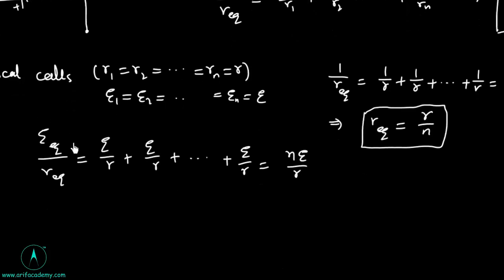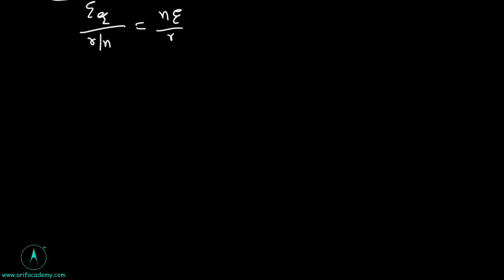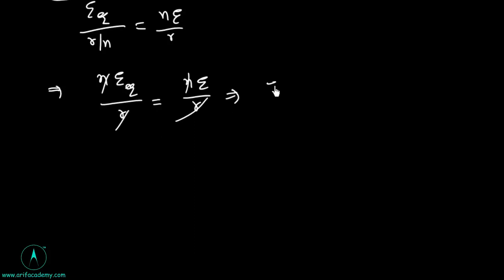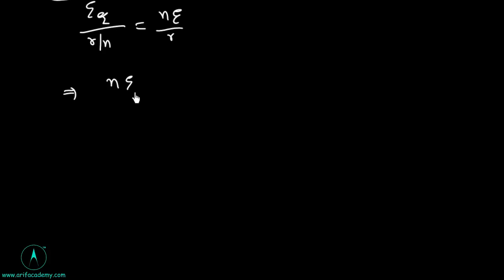and we know R equivalent is R by n, so E equivalent upon R by n equal to nE by R. So this equals nE equivalent by R equal to nE by R, R will cancel out, n will cancel out, so E equivalent equal to E.